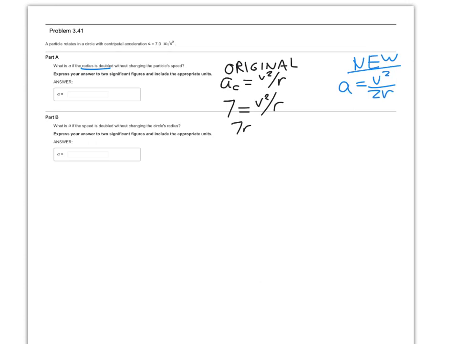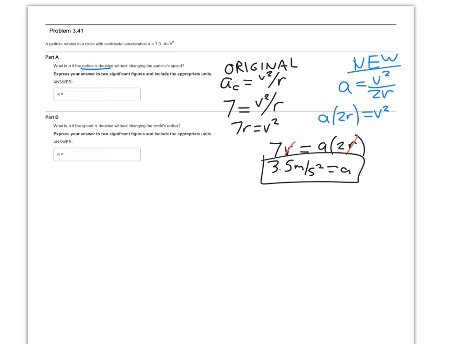Lots of ways of solving this. I think the easy one in this case is to solve both equations for v squared. So we have 7r equals v squared and a times 2r equals v squared. And then we can just set those two equations equal to each other. So we have 7r equals a times 2r. Divide by r to cancel out the r on both sides, and then divide by 2, and I get that my acceleration is 3.5 meters per second squared. Answering to 2 sig figs, don't have to worry about rounding here, it's just 3.5 meters per second squared.